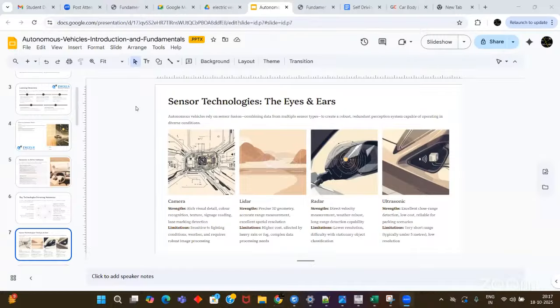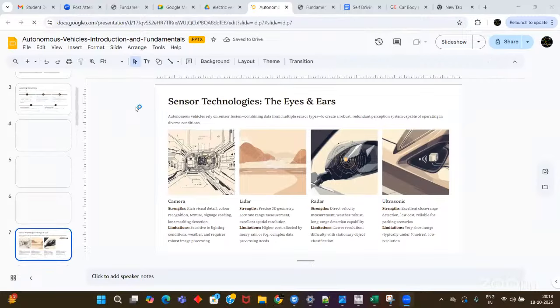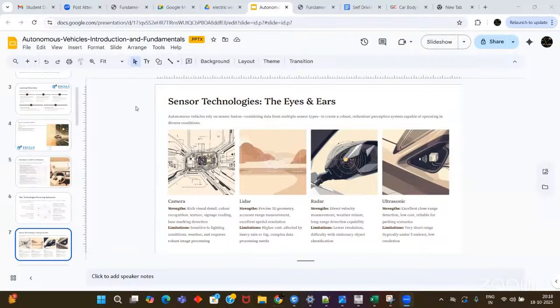So, what is the significance of it? The camera provides rich visual details, color recognition, textures, signage reading, and lane marking detection. These are the important parameters controlled by the camera. The visual details are provided by the camera. Color recognition is also provided by the camera. Texture of the road or the place or anything is provided by the camera. Signage reading, so what is the signal of the system at that time, is also provided by the camera.